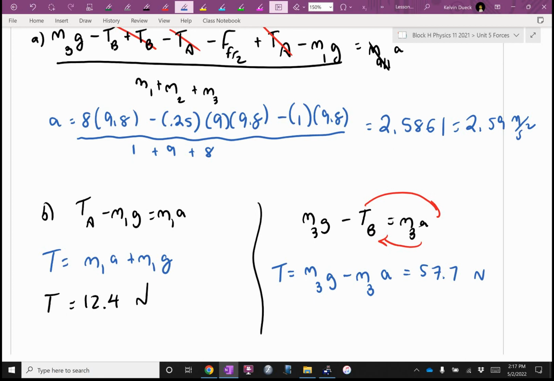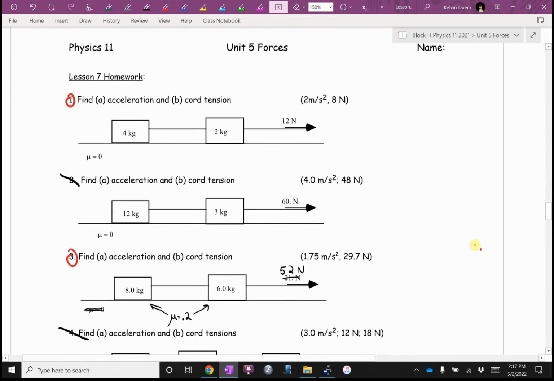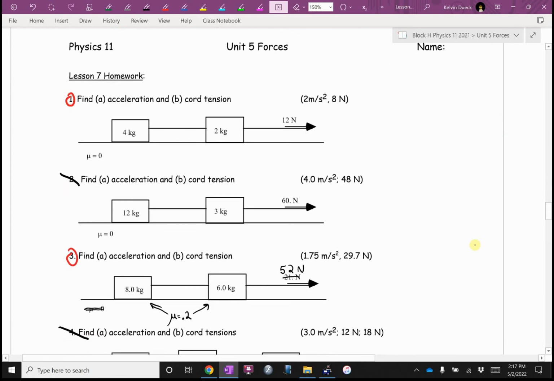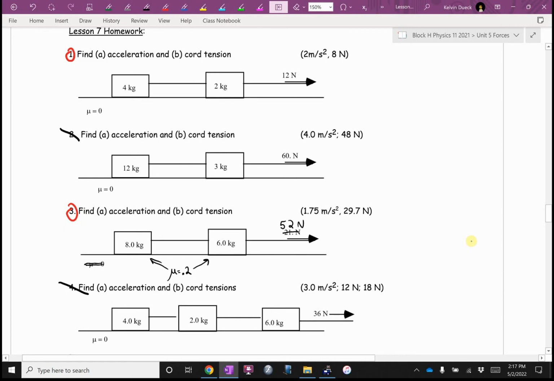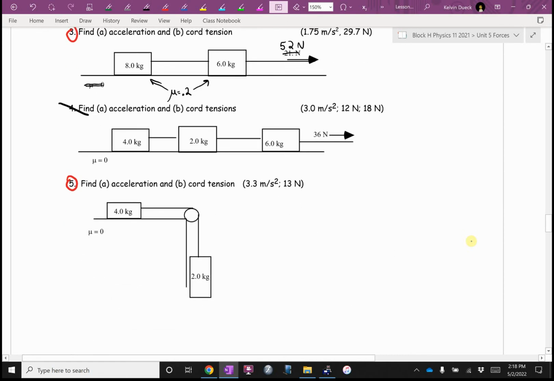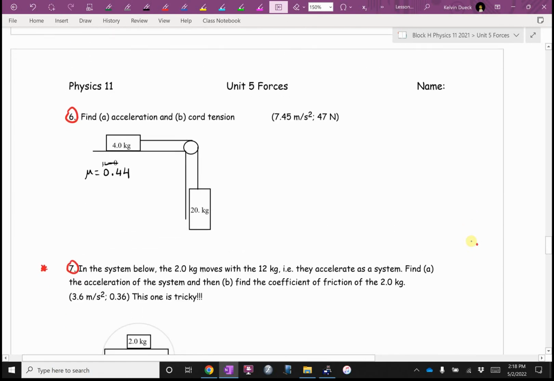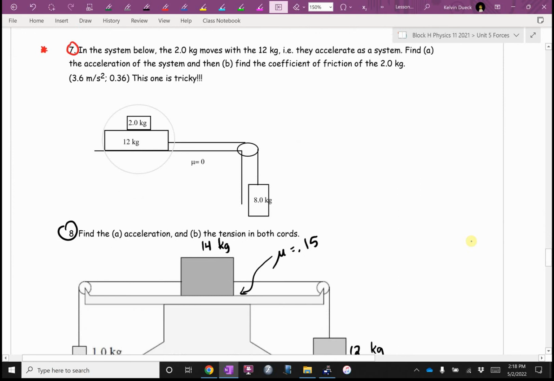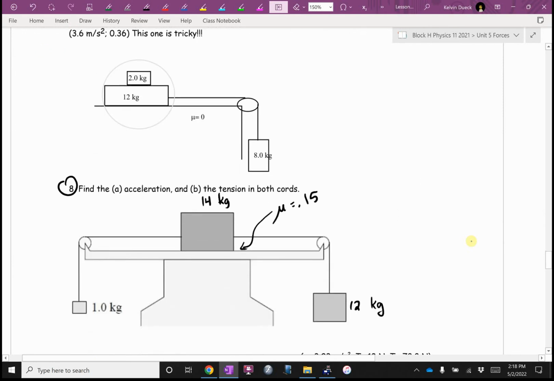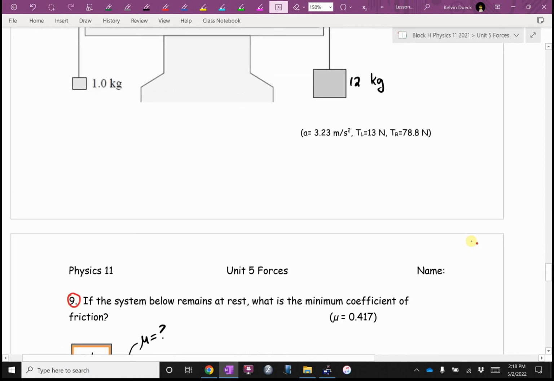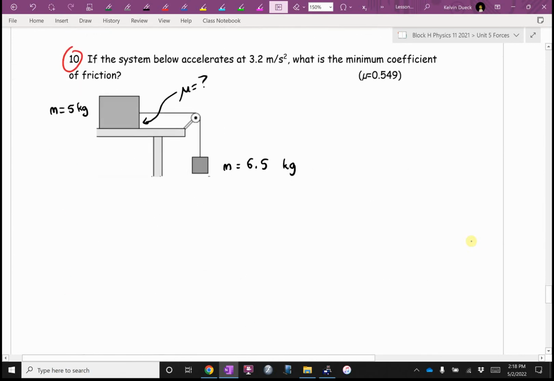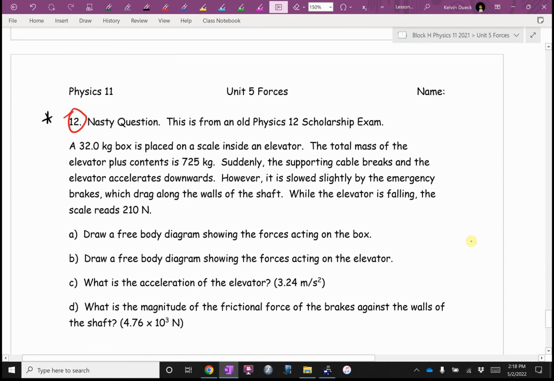What's your homework? I already assigned it last day, but for those of you that were away last day: 1, 3, 5, 6, 7. But I crossed out 8 last day. You can add number 8. Here's your 3-mass problem to try in your homework. 9, 10, 12 was the nasty scholarship question for you to try.